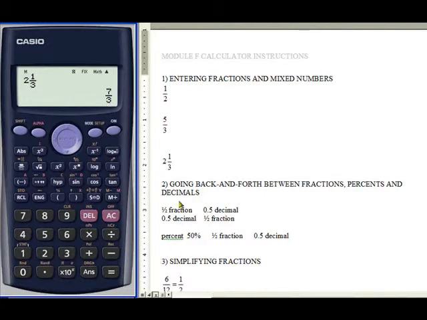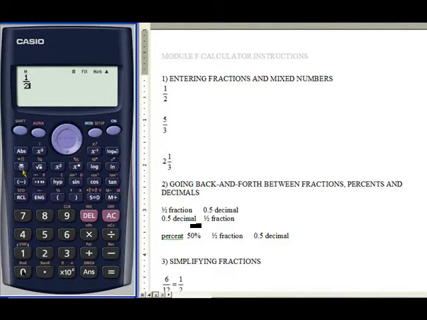Alright, now if I want to go back and forth between fractions and decimals and percents, you have to do a couple of things. There are a few more buttons that you need to know. Let's say I want to go from fraction to decimal. You go to the fraction, enter it, 1, right arrow, 2.